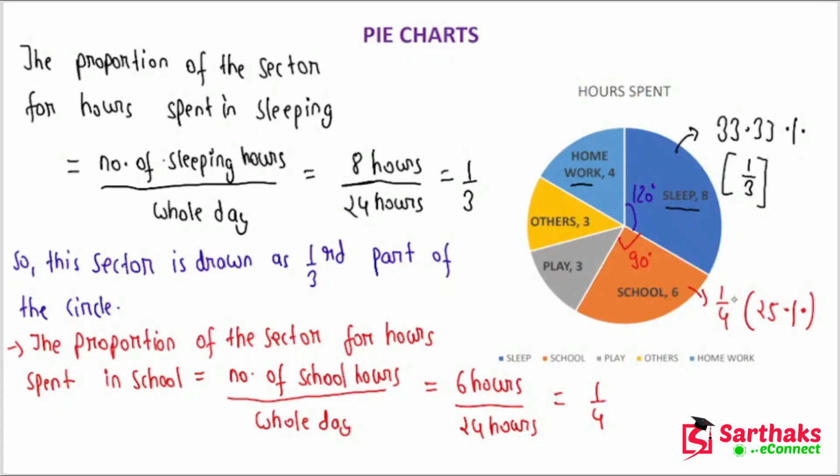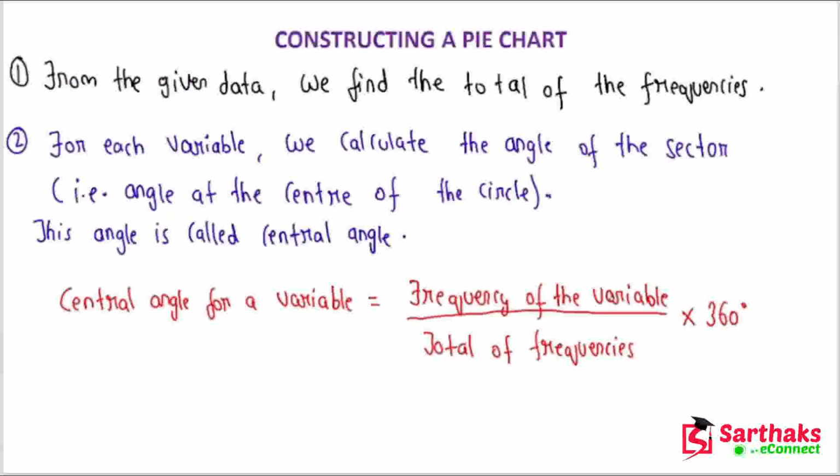Similarly, in this case, fraction came out to be 1 by 4. If you multiply it by 360 degree, you will get 90 degree. So this was how I calculated this central angle. Okay, so this is the second step. Now since you have calculated central angle, almost 80% of your job has been done.